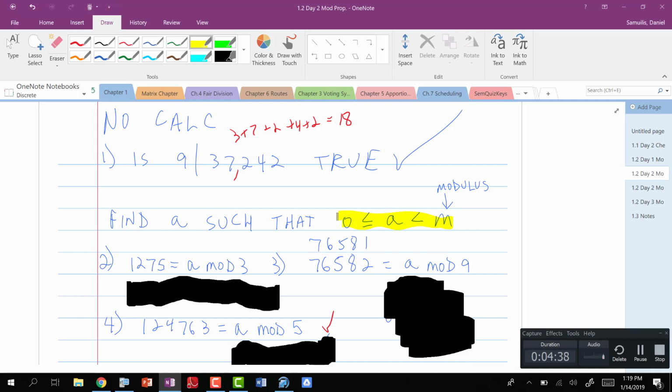Okay, so the division by 3 rule is the same as the division by 9 rule. What's 1 plus 2? 3 plus 7? 10 plus 5? 15. Does 3 go into 15? Then 3 goes into 1275. So the answer is 0. There is no remainder. Now I'm going to take it a step further.